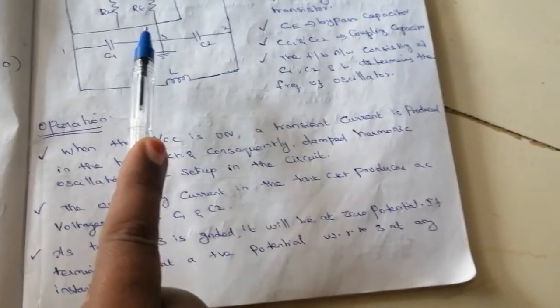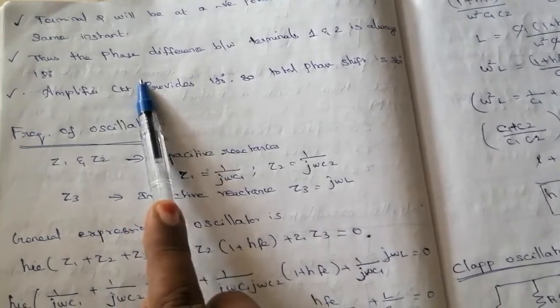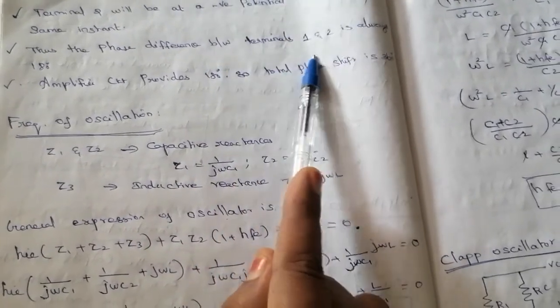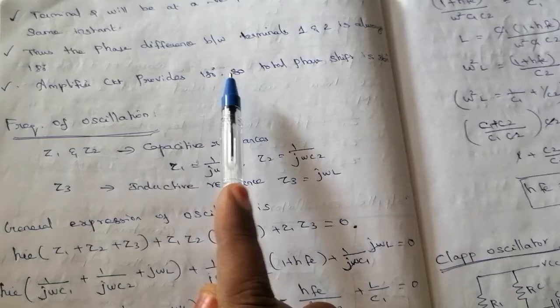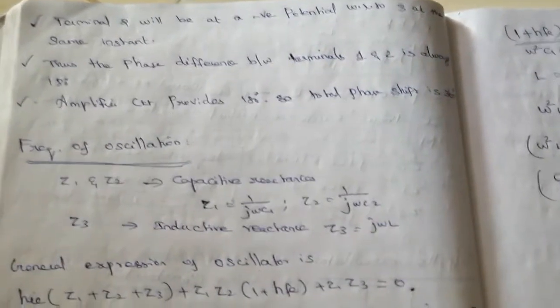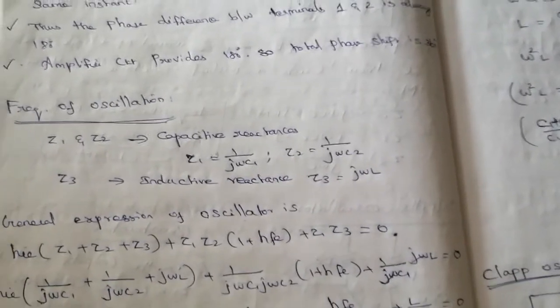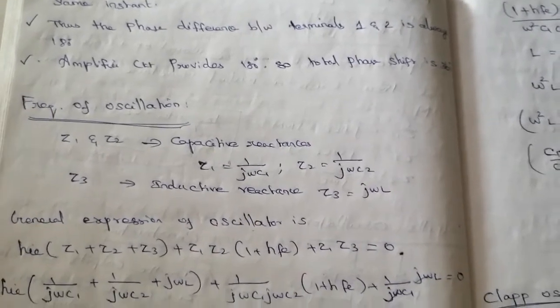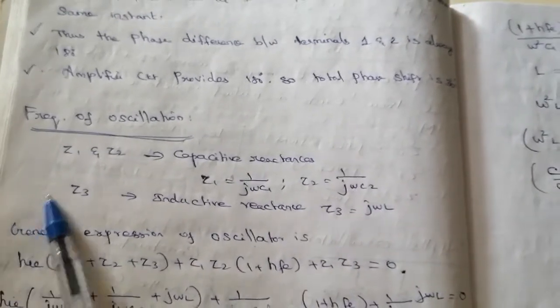Under these conditions, we get a 180 degree phase shift between terminals 1 and 2. The amplifier circuit provides another 180 degrees. So the total phase shift around the loop is 360 degrees, which satisfies the oscillating condition. From that we get sustained oscillations at the output of the circuit. So that's all about the operation of the Colpitts oscillator. Let's see the frequency of oscillations.